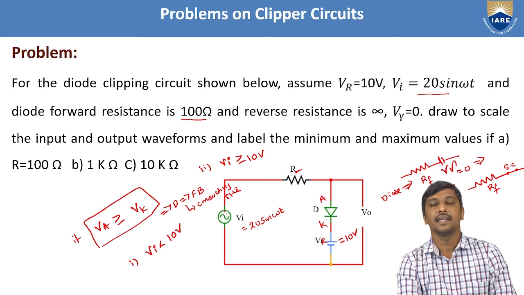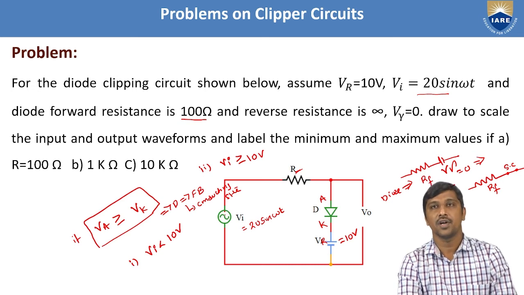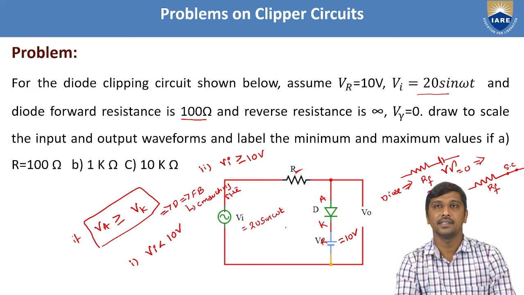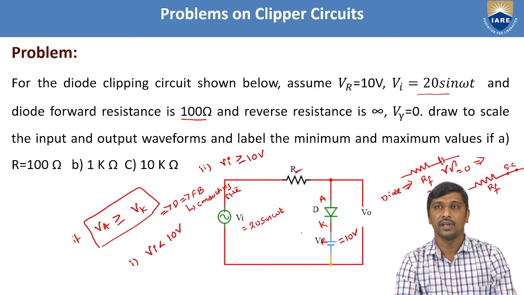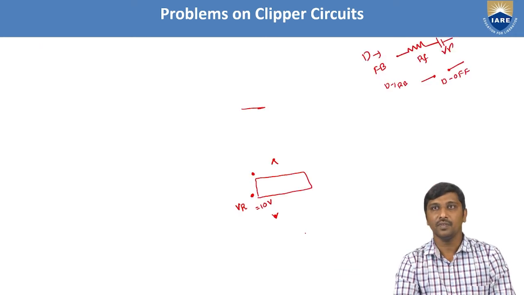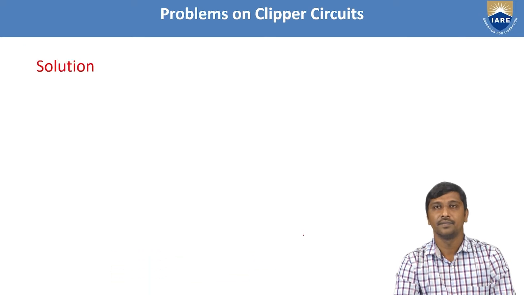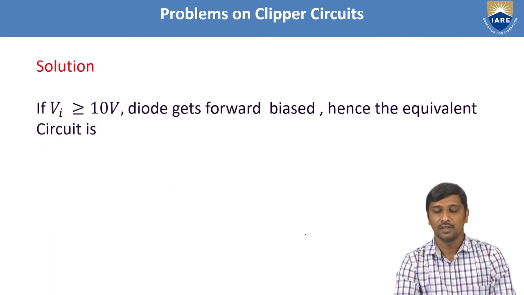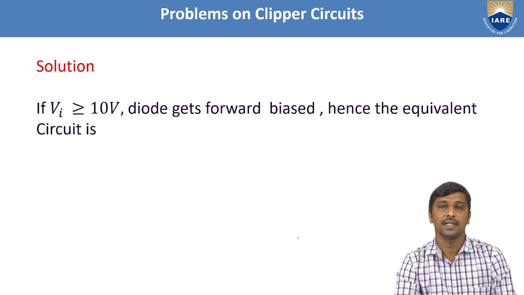So that conducting state is represented as your on state. So based on this analysis, now we are going to redraw this equivalent circuit under the applied input voltage greater than or equal to 10 volts. So hence, I'm going to redraw that equivalent circuit. Which one do we need to replace here? The diode should be replaced with your equivalent model under the forward bias mode.